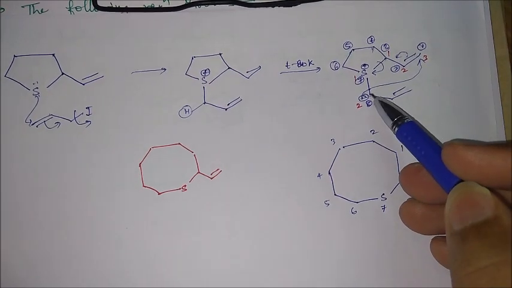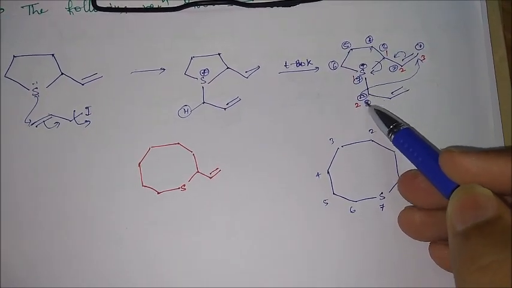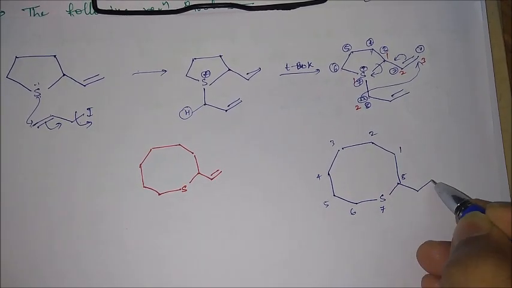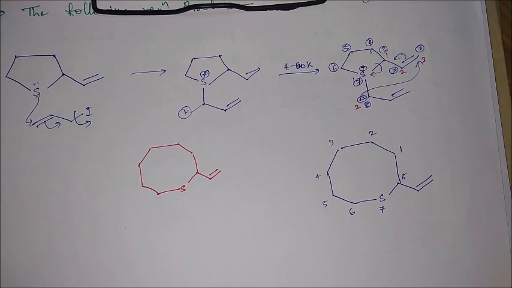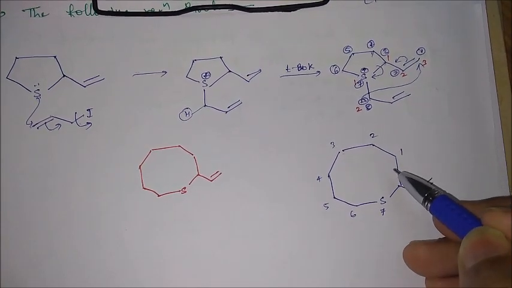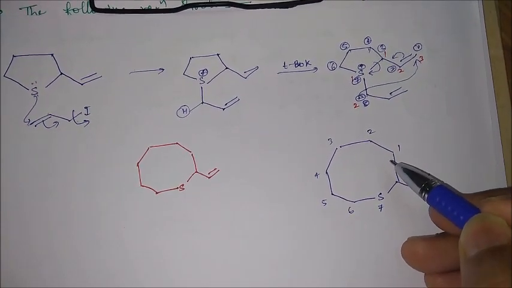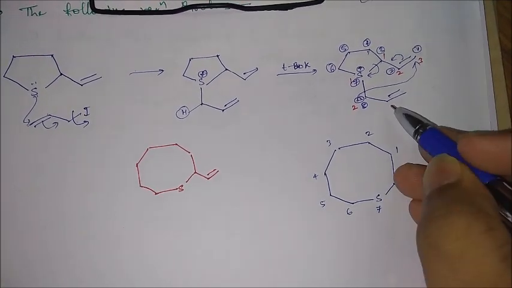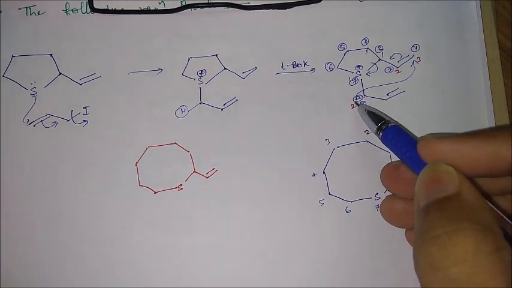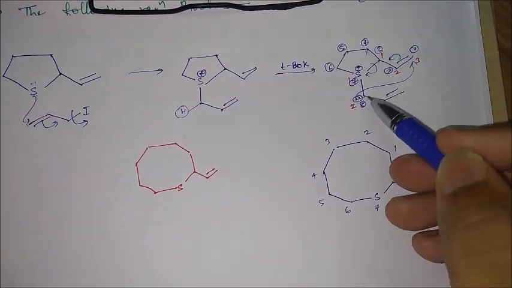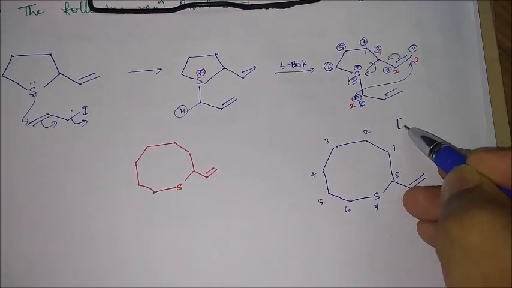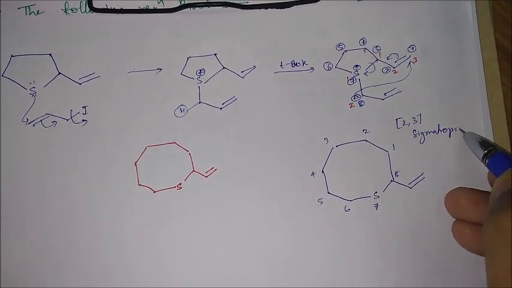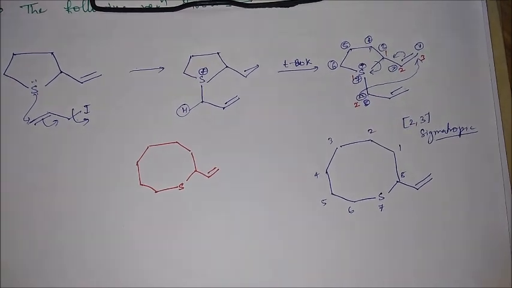Now what has happened, see, at the 8th position, on the 8th carbon, you are having this group attached. So this is what you are getting in the product. So what kind of shift has happened in this question? You can see that from 2 to 3, the bond has been formed between 2 and 3. So this is an example of your 2,3 sigmatropic reaction.